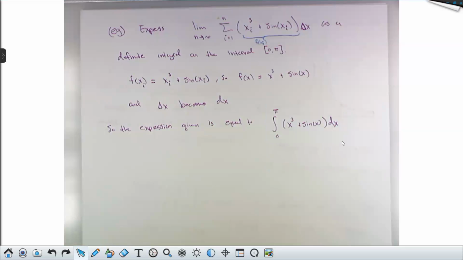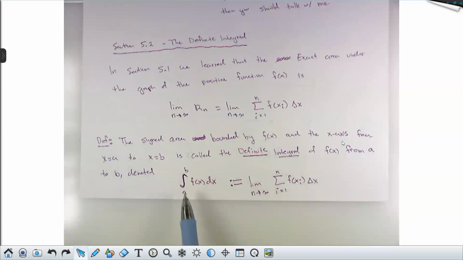Well, it comes from the definition. All right, remember down here, the integral from a to b of f of x dx is equal to the limit as n goes to infinity, sigma i from 1 to n, f of xi times delta x. So the only thing we had to figure out here is our function. What is f?